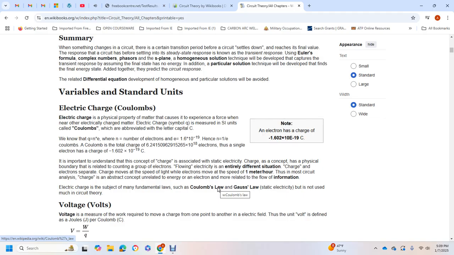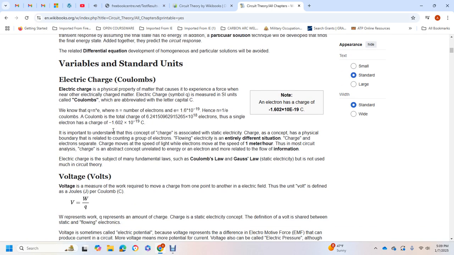Hence the number of electrons is equal to 1 over e times the charge, relating electrons and coulombs. The coulomb has a total charge of 6.241509 and some odd times 10 to the 18th electrons, and a single electron has a charge of 1.602 times 10 to the minus 19 coulombs. It is important to understand the concept of charge associated with static electricity.